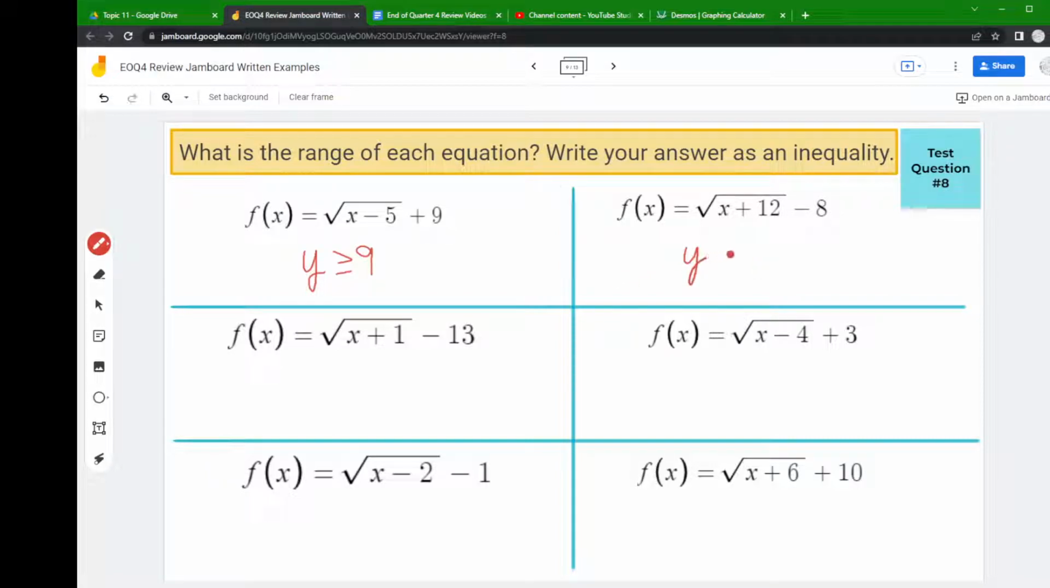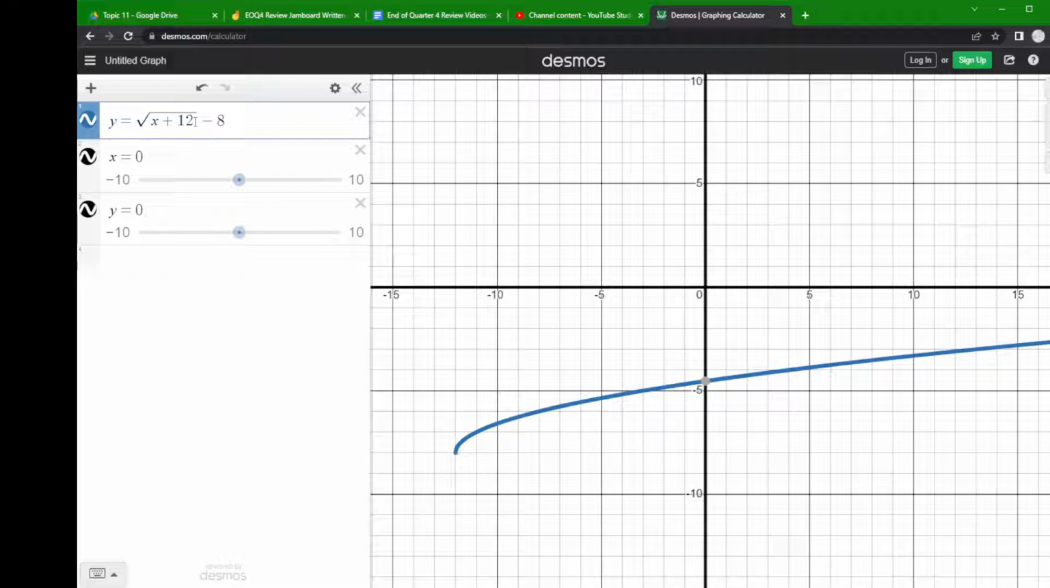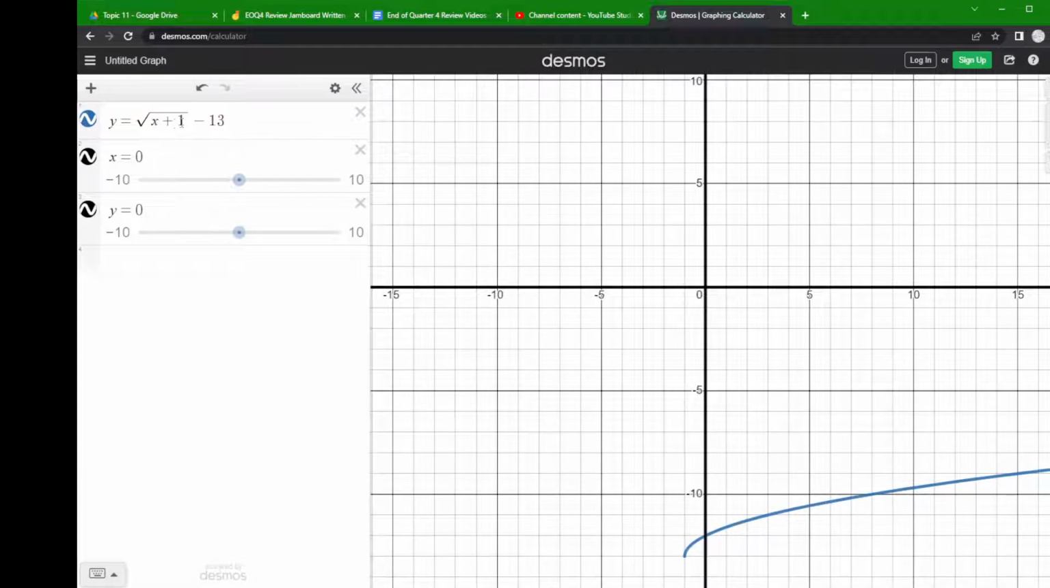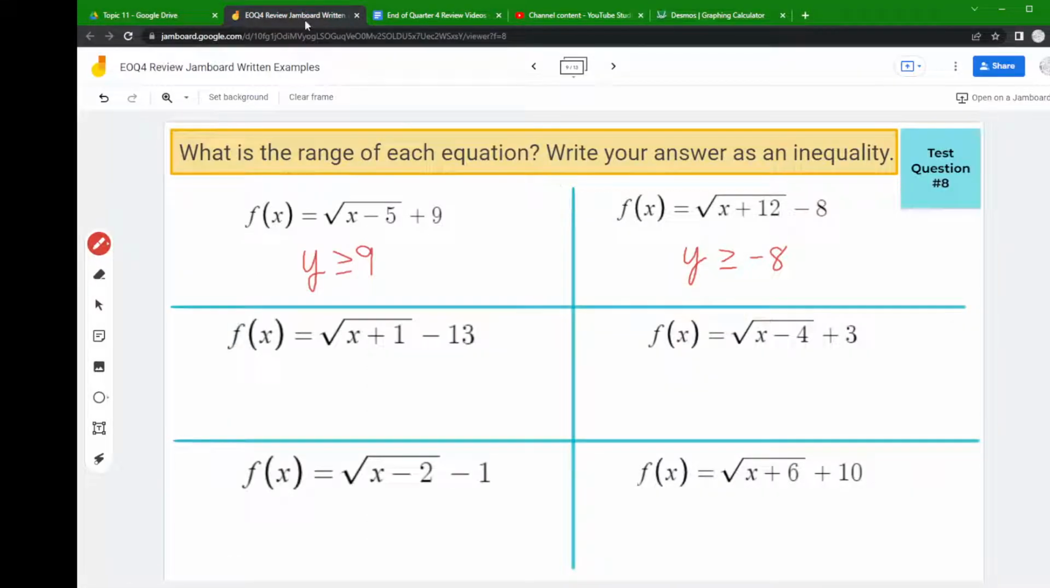Now it is worth noting the range always talks about y. If we're talking about x, we're talking about domains, y'all. So our next one talks about x plus 1 and then a minus 13. Thinking about transformations, this was translated left by 1 and down by 13. You can see that the lowest point on this graph is down at negative 13, and then it continues up forever. So I would say that y is greater than or equal to negative 13.